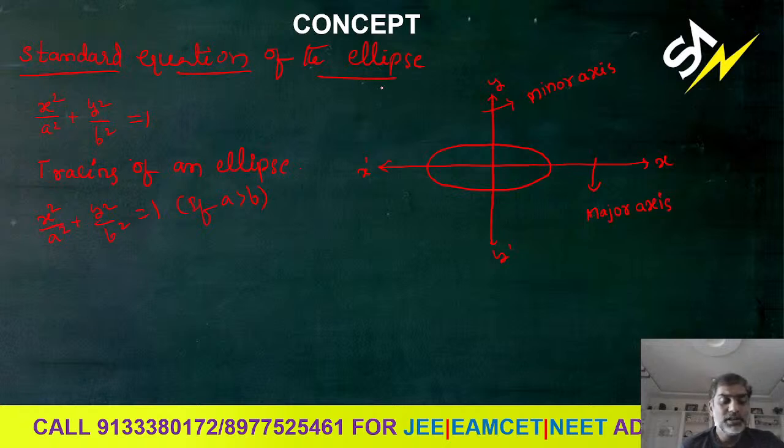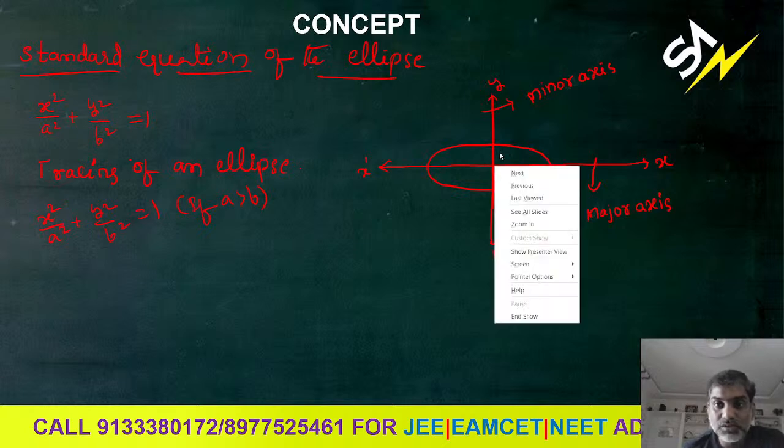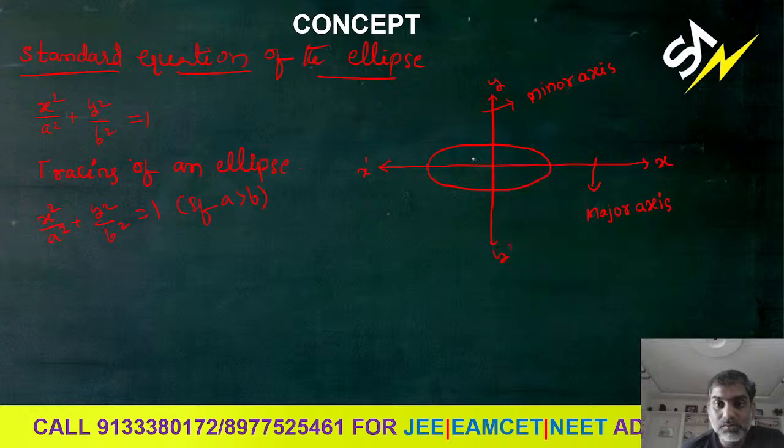And here, what is the vertex? This is the vertex. The vertex is 0 comma 0. Am I clear? The vertex is 0 comma 0.